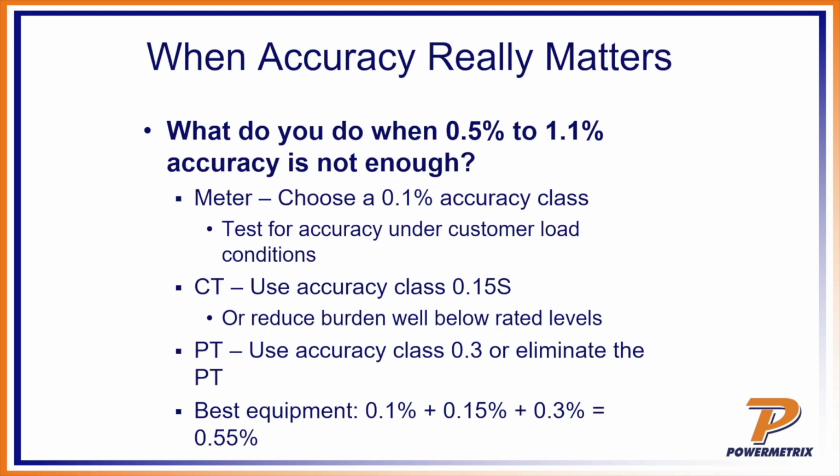But what do we do when 0.5% to 1.1% accuracy is not enough? Well, we have a couple options. One is the meter. We can choose a 0.1% accuracy class meter and test for accuracy under the customer load conditions. Okay, remember, customer load is different from the lab. That's different from back at the office. So I want to test under customer load conditions. For my CT, I want to use an accuracy class of 0.15S.